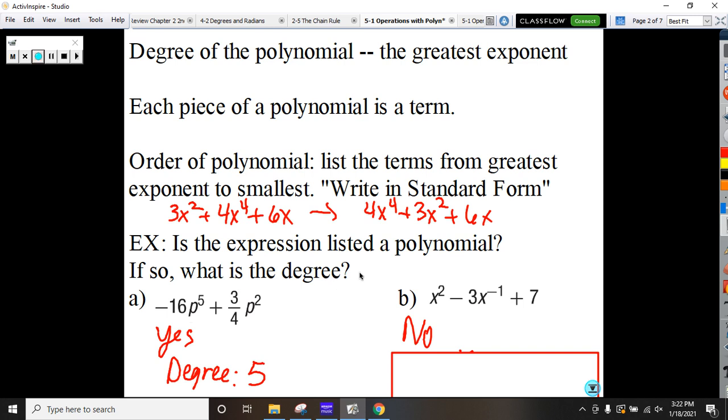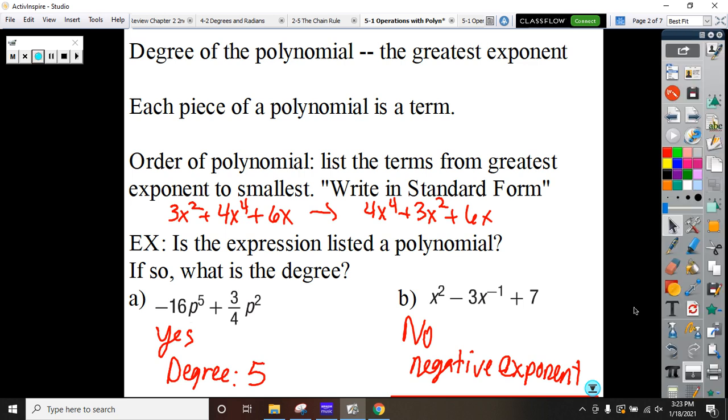So what I should have typed up here is, usually if it is a polynomial, I have you state the degree. If it's not a polynomial, then I just want you to tell me why. You don't necessarily have to use a full sentence. Usually I like that, but here I didn't. So, no, it has a negative exponent. You could also circle the term, some sort of indication of why you said no.